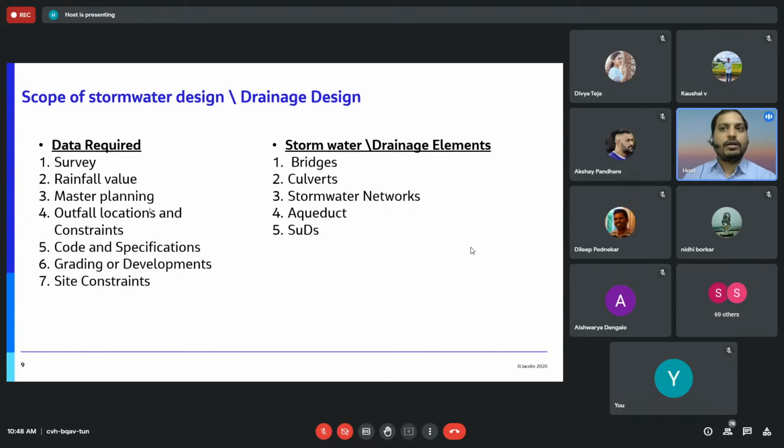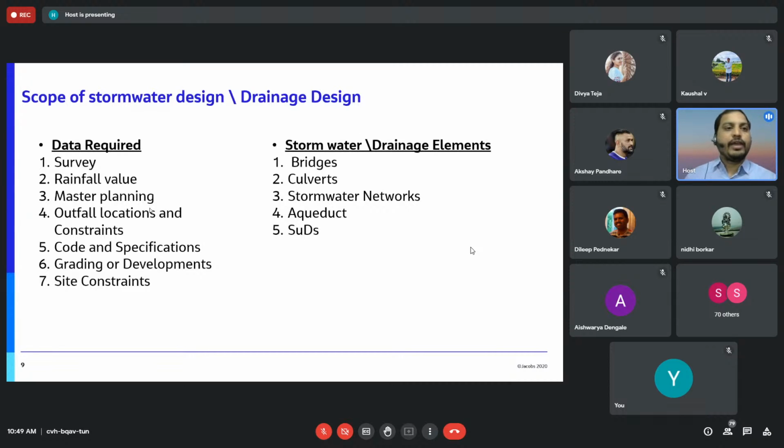Now the fourth data required is the outfall location and the constraints. When I say outfall location and its constraints, it means that if there is a natural outfall where we can connect the existing stormwater design, we require that particular level where we need to drop it. And the constraint is regarding how much water we can discharge, and how much water of a particular quality we can discharge. Those are the constraints we need to take into consideration while designing the stormwater design. The constraints part will be explained in detail in the next slides.